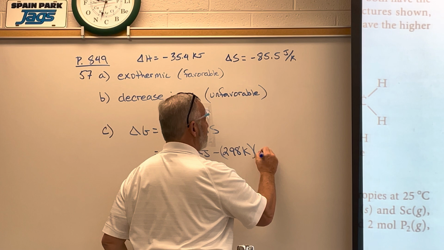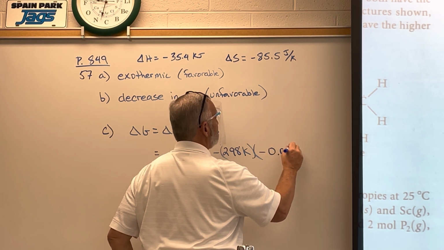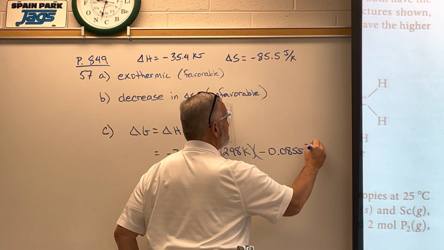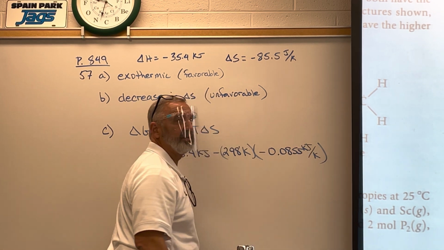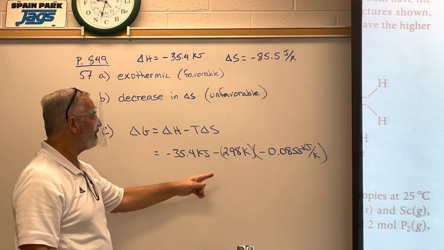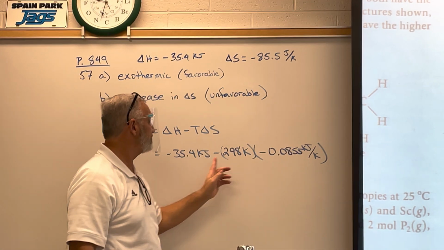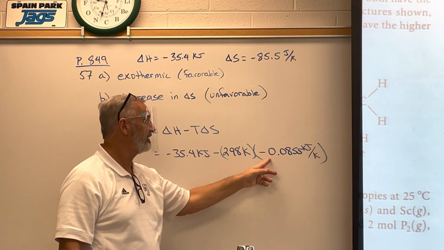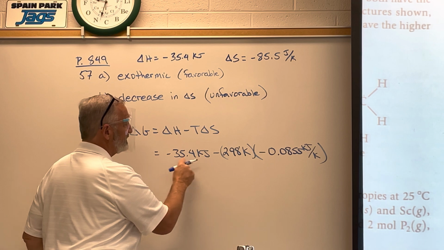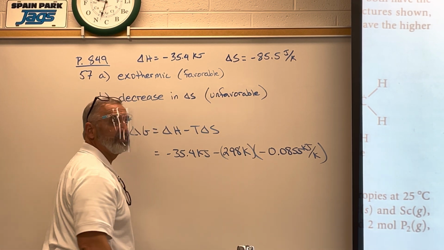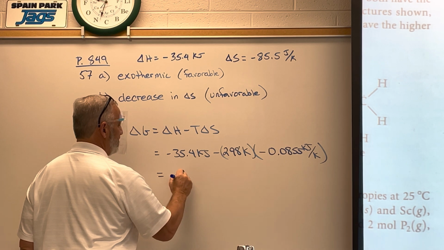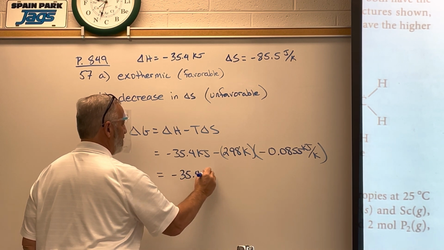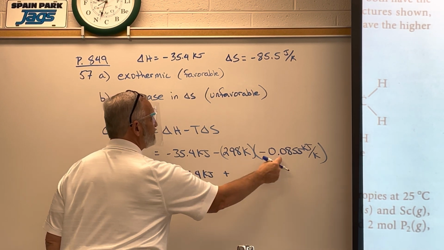So it's going to be negative 0.0855 kilojoules per K. Now when you multiply by the K, it's just going to be kilojoules, so the two will add together. But it's going to be a minus and a plus. So just for example, what do we get for this term?